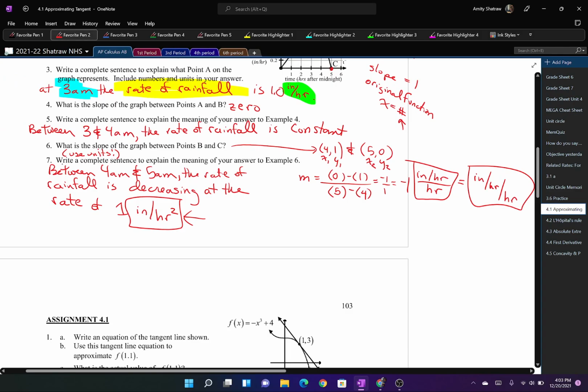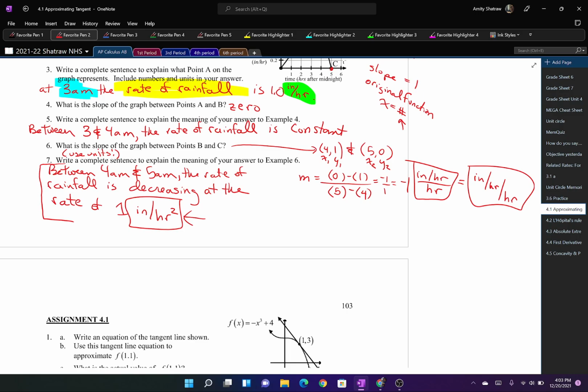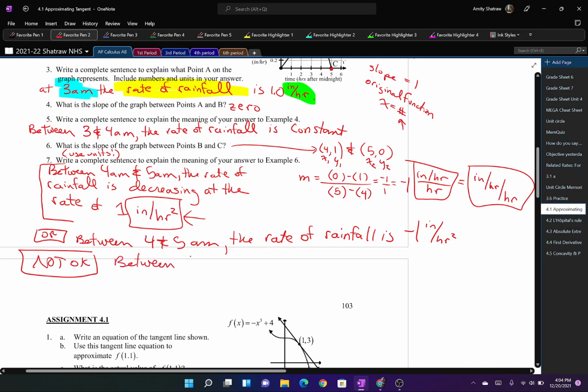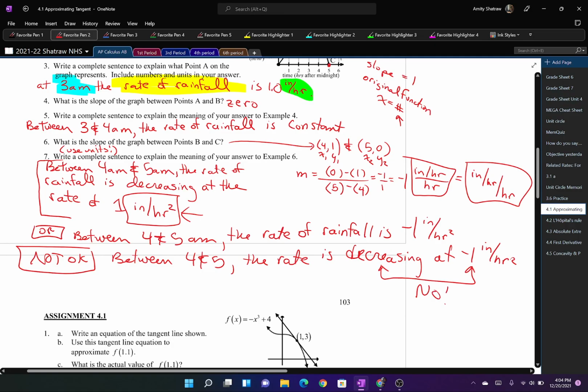Now, I will usually get in class when I talk about this topic, I'll be like, do you have to use the word decreasing? The answer is no, but if you don't use the word decreasing, then you do have to use the negative. Can I use the word decreasing and use a negative? The answer is no. So an alternate sentence would be between 4 and 5 a.m., the rate of rainfall, terrible handwriting here, is, ready, negative 1 inches per hour squared. But do not write this: between 4 and 5, the rate is decreasing at negative 1 inches per hour squared. We do not want to have a double negative here. Make sure you don't do that. All right, good luck.